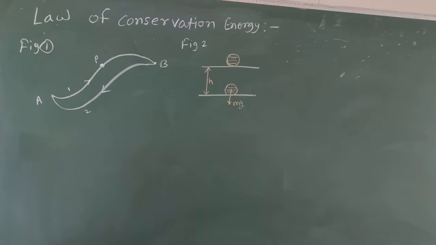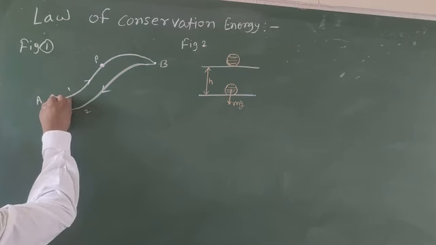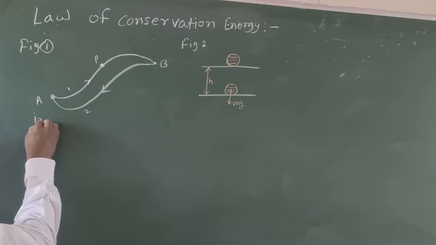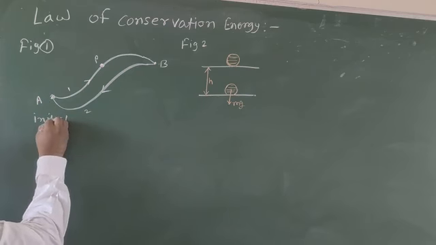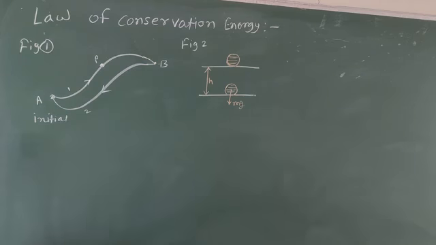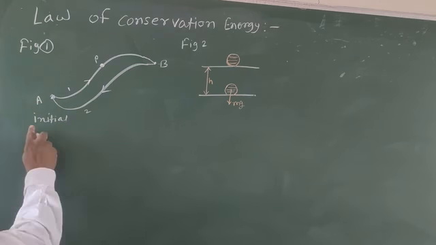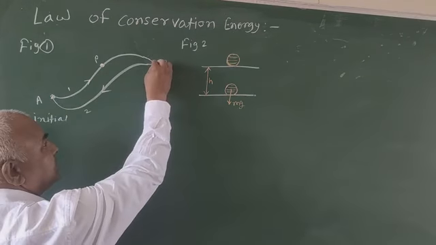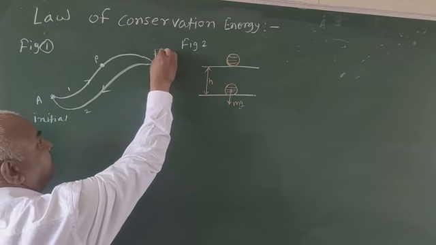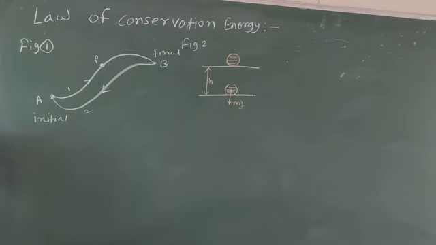For this purpose we consider one particular body which is at point A, that means this is the initial state or position of that body, and this body moves from point A to B, that is the final position of that body. Here a conservative force is acting on that body.